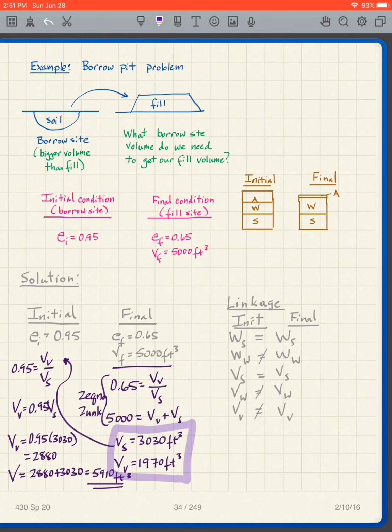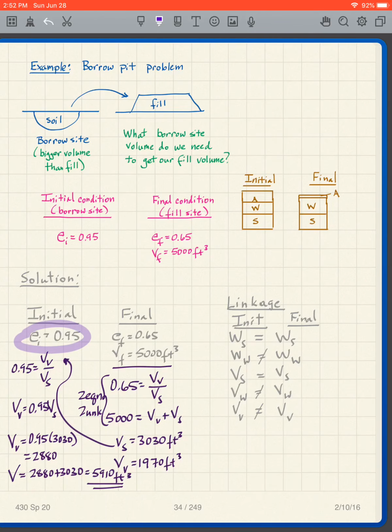Now, what do I know? Since I've gone through this exercise here, I know that the volume of the solids, initial and final, is the same. So what can I do with that volume of the solids? I can put it over here in this column. I now know my volume of the solids to use for the initial condition.